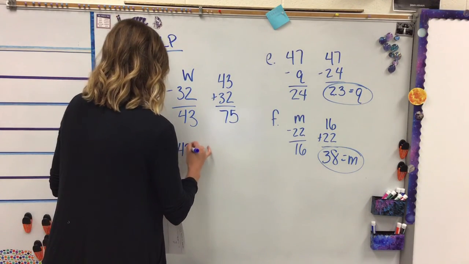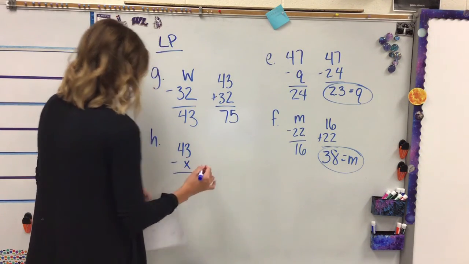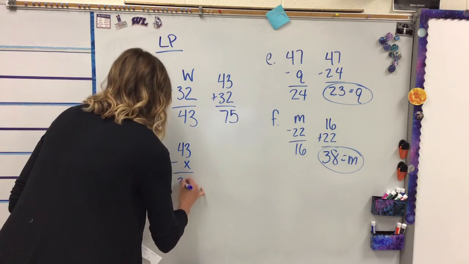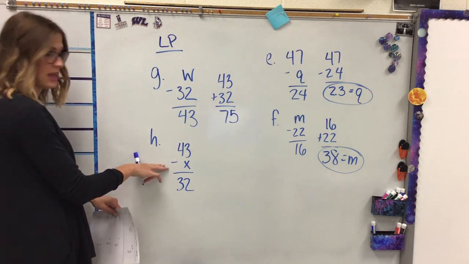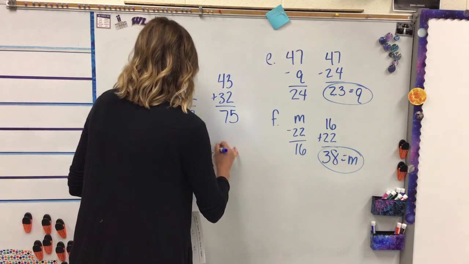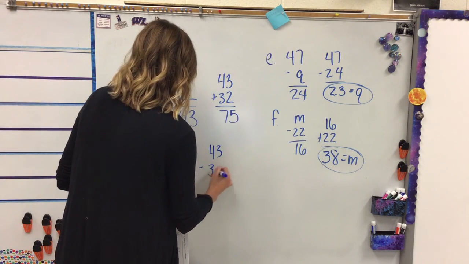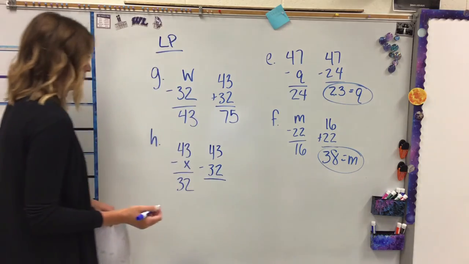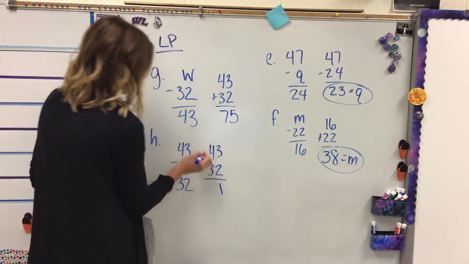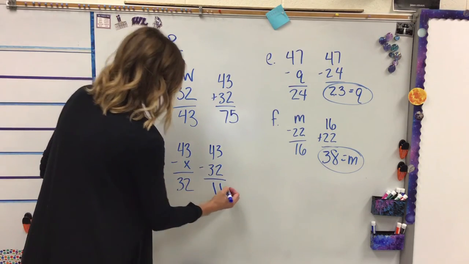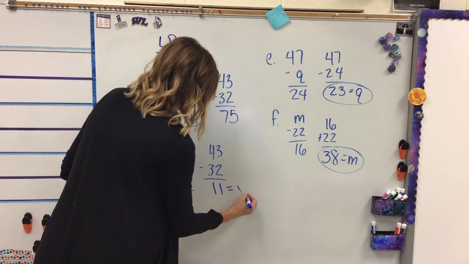And then H, 43 minus X equals 32. So am I missing number first or second? Second, so I need to still subtract. 43 minus 32. 3 minus 2 is 1. 4 minus 3 is 1. So I get X equals 11.